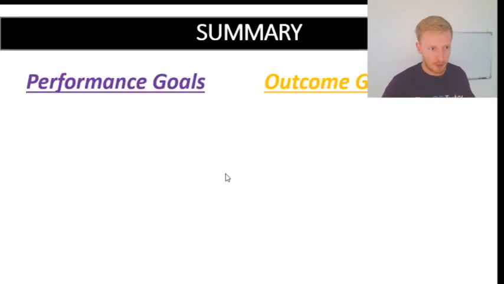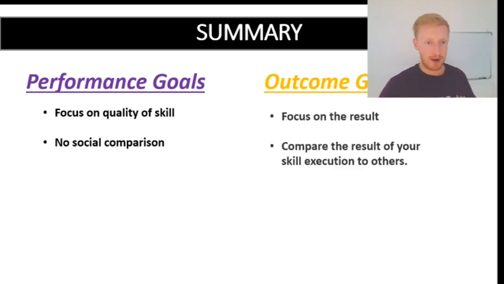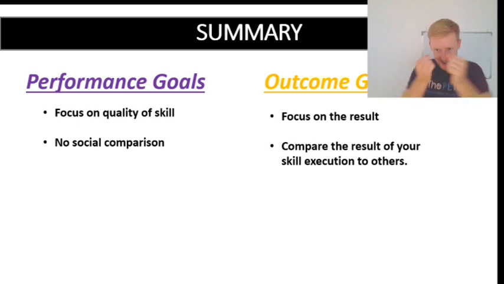So, to summarise performance goals and outcome goals. Performance goals, it's the quality of the skill, it's the process of the skill, it's not there for social comparison. Whereas outcome goals, they focus on the result. We're comparing the result that we just got. Doesn't matter how we got that result. We take that result, we compare it to our competitors.